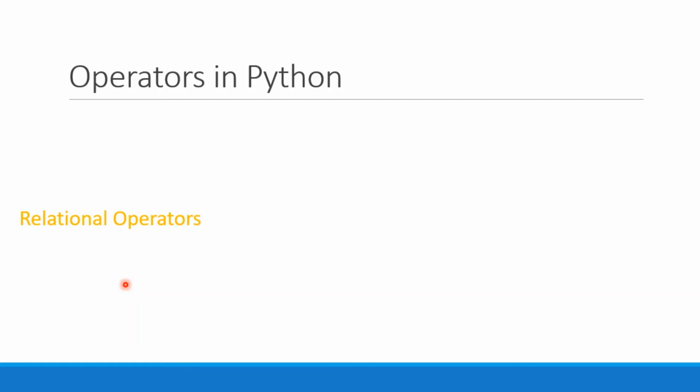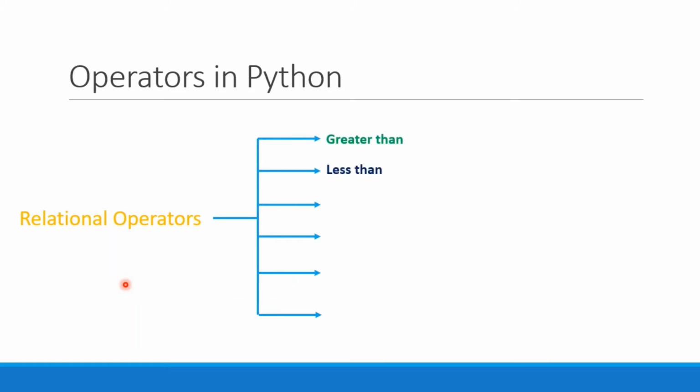So let's see how many relational operators Python provides us. In Python we have 6 different types of relational operators like this. Number 1, we have greater than, then less than, equal to, not equal to, greater than or equal to, and less than or equal to. These are the 6 operators that we can use in Python for understanding the relation between different values.